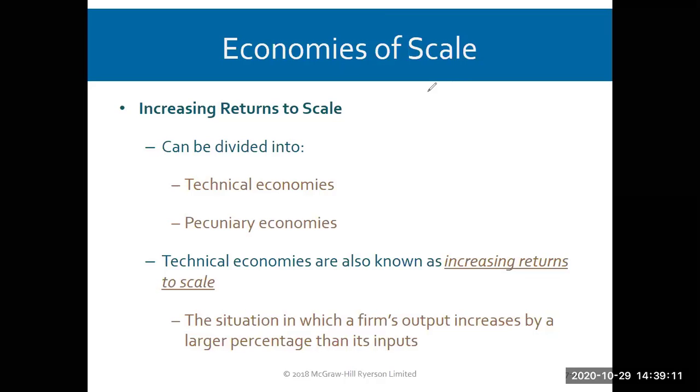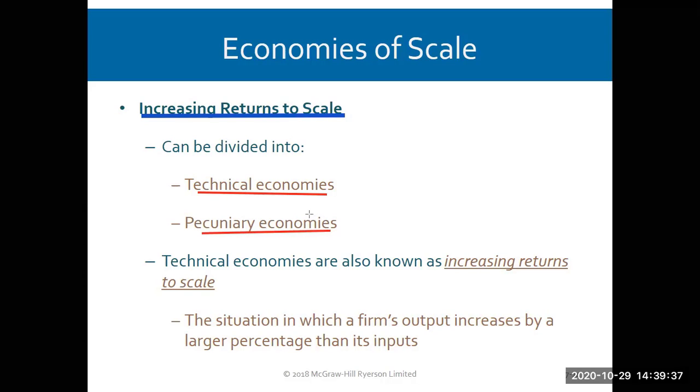So let's dive a little deeper into these economies of scale, or increasing returns to scale. That means you're seeing decreasing average cost. So keep that in mind: as we're seeing increasing returns to scale, that's decreasing average costs. Okay, they can be divided into two broad categories, technical economies and pecuniary economies. That means pertaining to money.